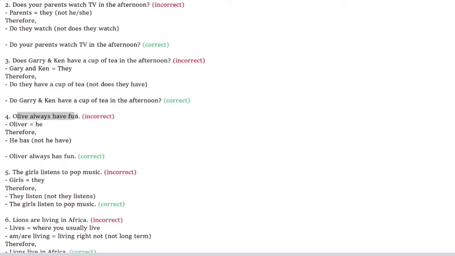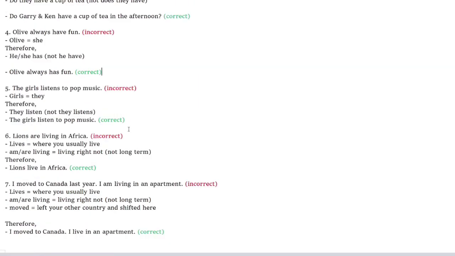4. Olive always have fun. Now look at Olive or Oliver. If it's Olive, it should be she. If it's Oliver, it should be he. Let's just make it Olive. Right, so Olive is she. So Olive always have fun? No, Olive is she, so she has. So he or she has, not have. So Olive always has fun. That's the correct sentence.